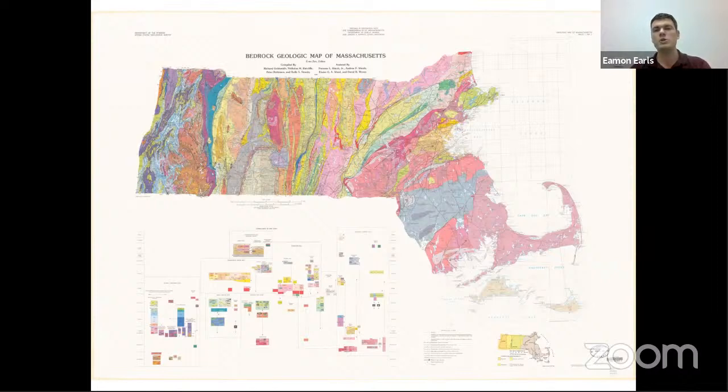Looking at this map, you can see in the westernmost part of the state this interesting swirl of different rocks. That is the old shoreline of Laurentia, the ancient North America, the really, really old one, before we tacked on that small continent of Avalonia.